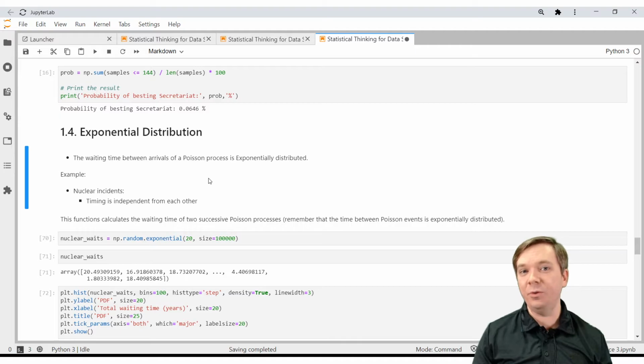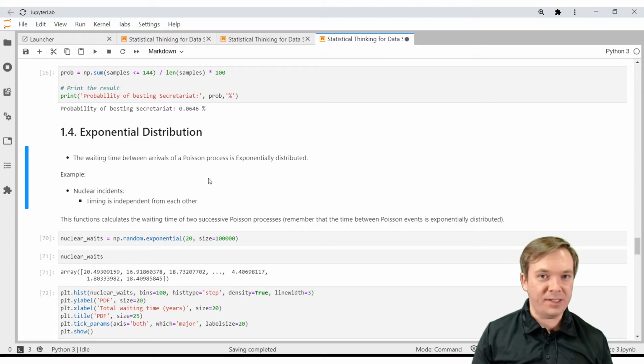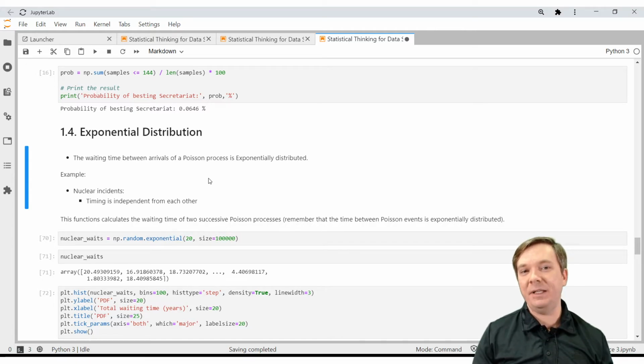So an example would be nuclear incidents. What's the waiting time between two nuclear accidents happening? That is an exponentially distributed thing. The probability of the individual event happening is a Poisson process, okay? However, if I want to measure the time between two Poisson processes, that's an exponential distribution, okay? So that's the difference there.